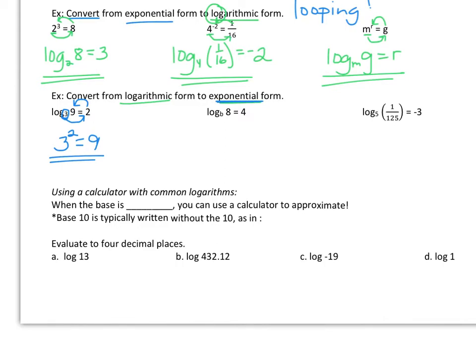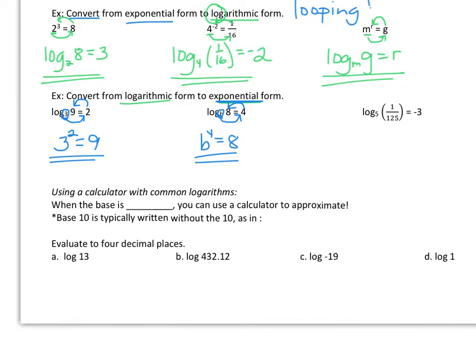Log base b of 8 is 4. Here the base is b. We're going to raise it to the 4th power, so grouping the base and the exponent back together. What should that equal when we're done? It should equal 8. And there's your exponential form.